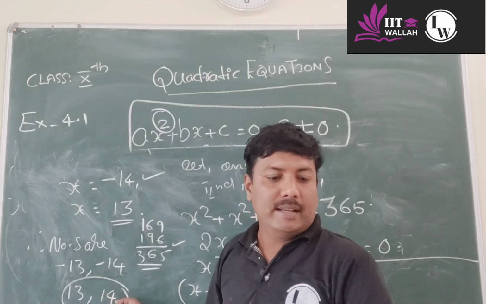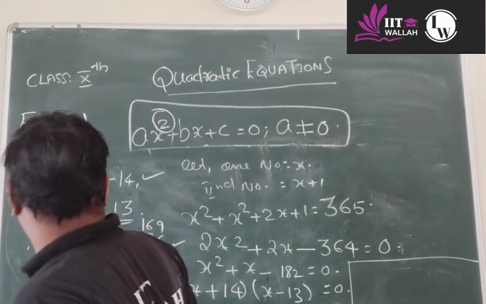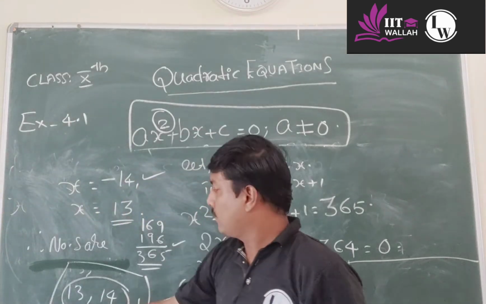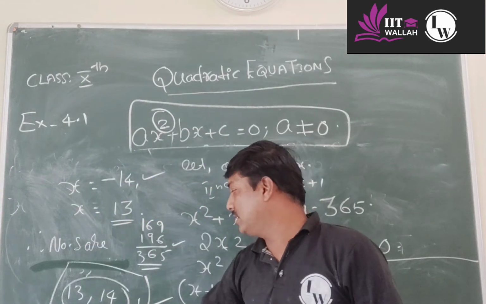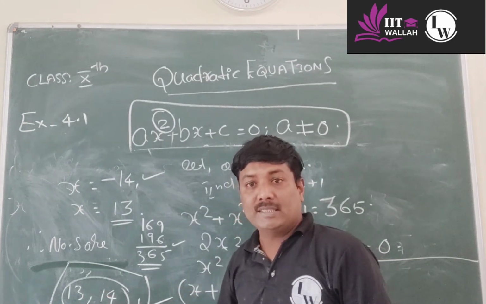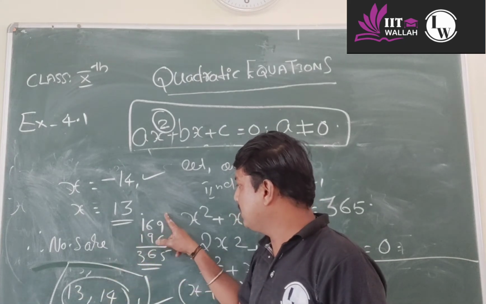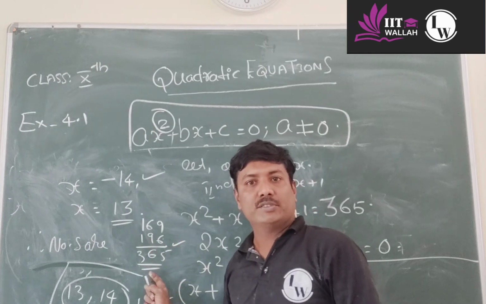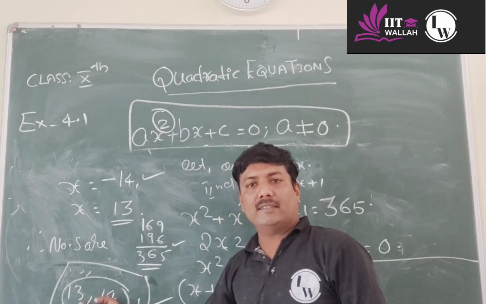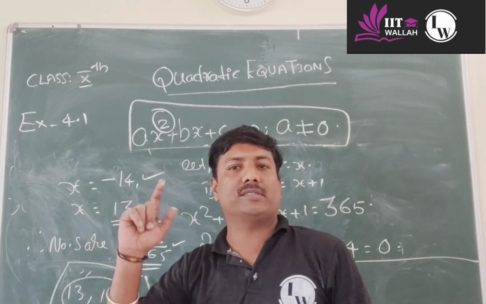13 and 14. But in the question, it is given that it is positive integers. So our answer is this only, because in the question, it is given that the numbers are positive integers. So this is the answer. The sum of the squares of these two consecutive numbers is 169 plus 196, which is 365. So the given condition is correct. That's why we are taking 13 and 14, not minus 13 and minus 14, because in the question it is given that the numbers are positive integers.